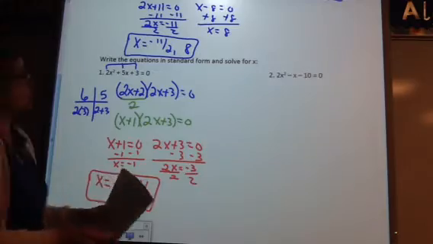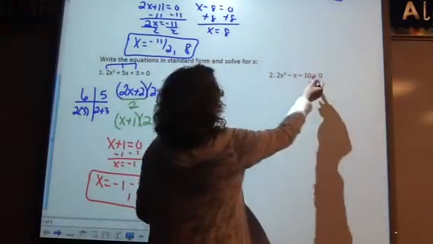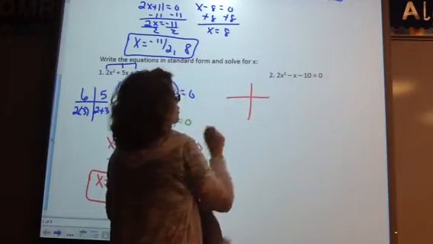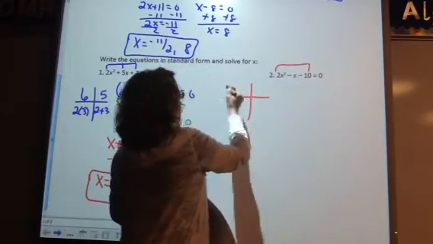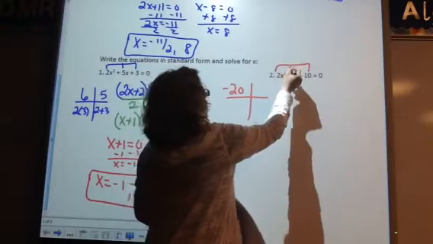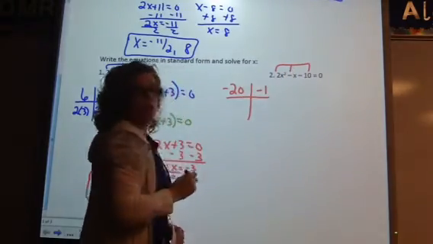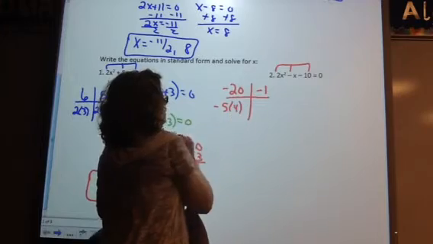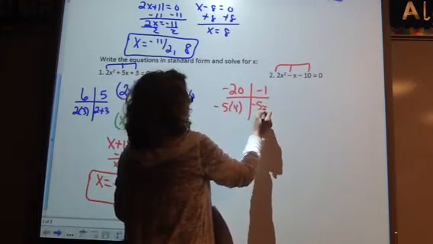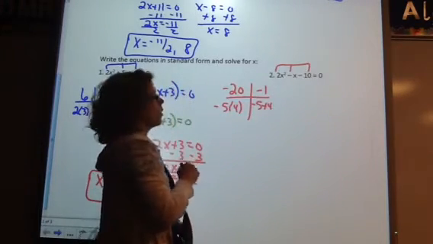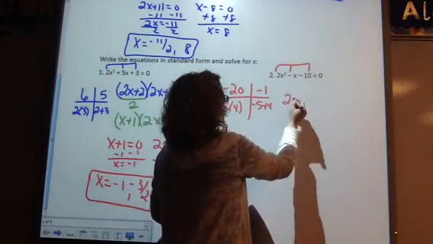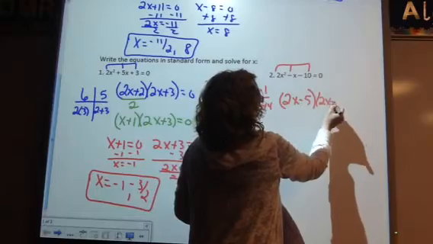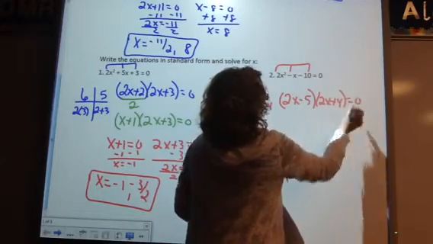Okay, let's look at number 2. Already set to 0, so we need to factor out. Do we have any greatest common factors? No. So let's do our t-chart. When we multiply, we get negative 20. When we add, we get negative 1. Okay? So negative 5 times 4 is negative 20. Negative 5 plus 4 is negative 1. So let's use these factors. 2x minus 5, 2x plus 4.